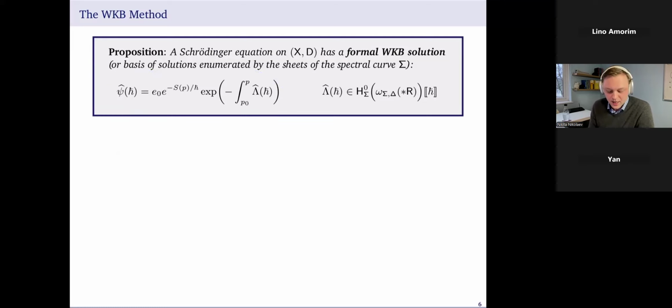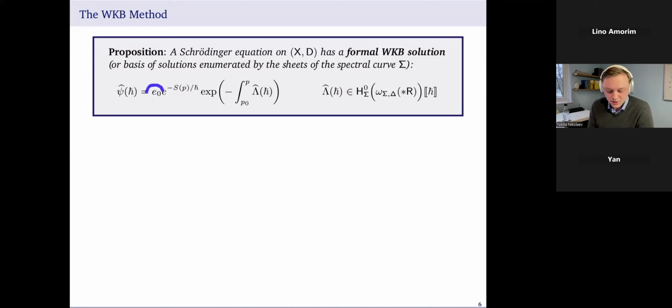and I'm saying that if you have a Schrödinger operator on this marked curve, then it has a formal WKB solution defined on the spectral curve, or alternatively, you could say that you have a basis of two formal WKB solutions, which are enumerated globally by the sheets of the spectral curve. And the expression for this formal WKB solution is like this.